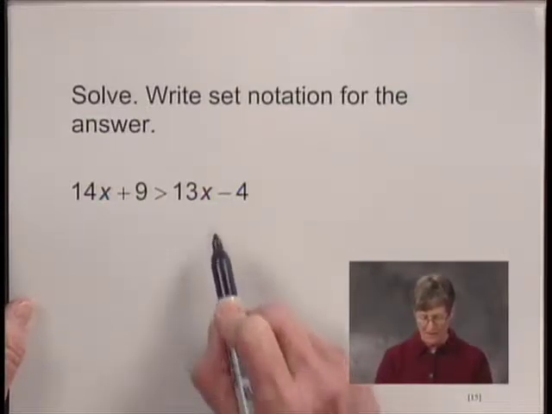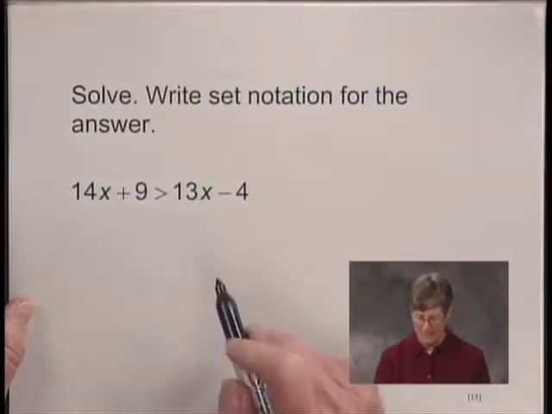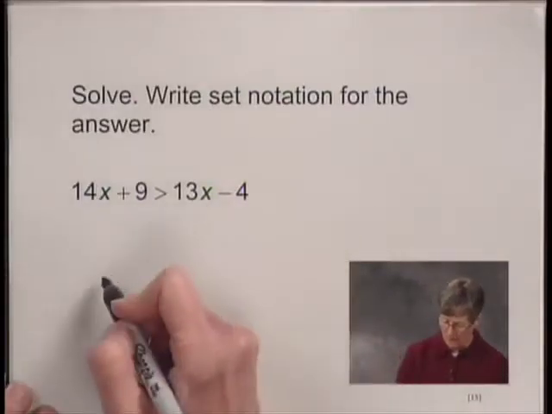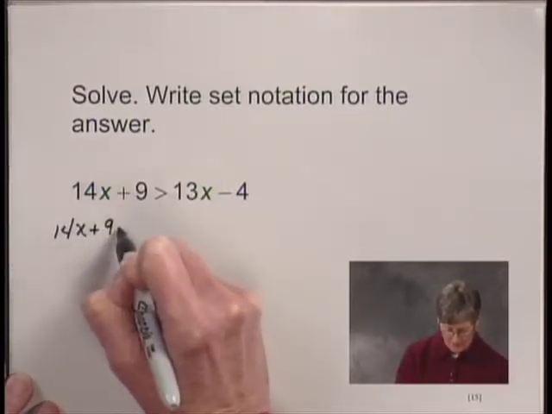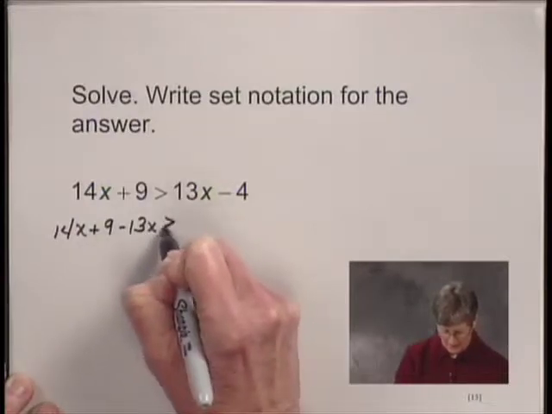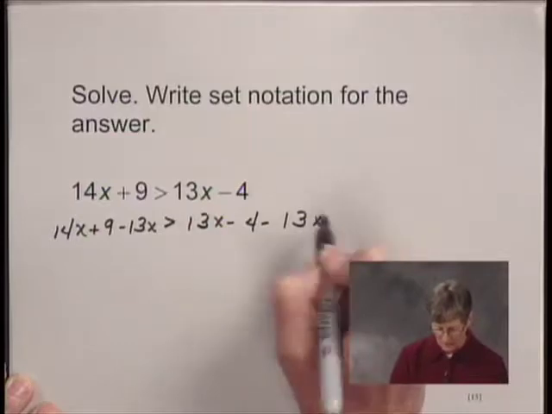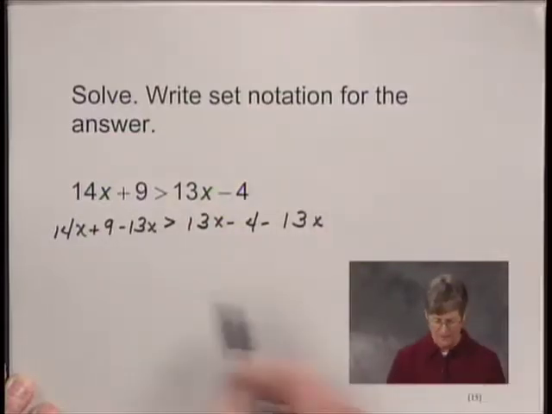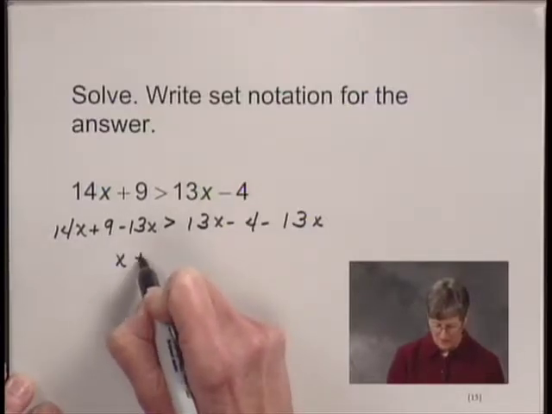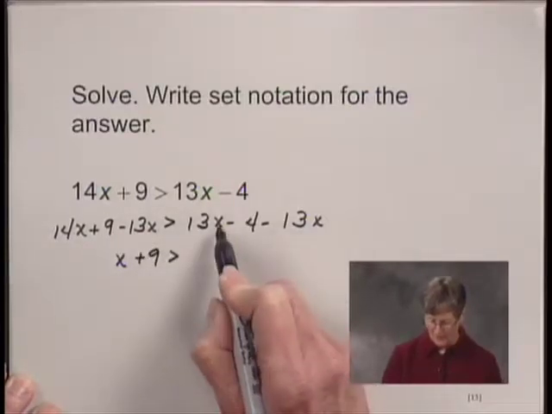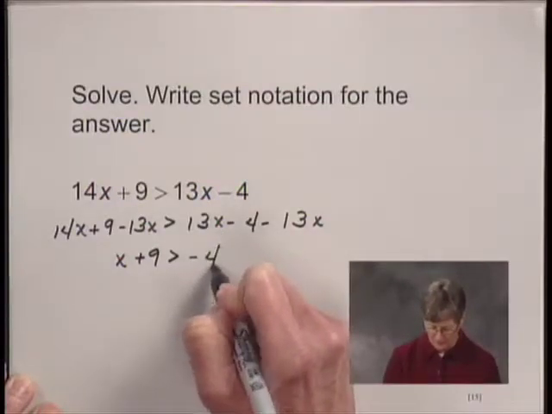And I'm going to start by subtracting 13x on both sides, because that will eliminate the x term on the right-hand side. And the addition principle for inequalities tells me I can do this. So I'll write 14x plus 9 minus 13x is greater than 13x minus 4 minus 13x, subtracting 13x on both sides. 14x minus 13x is just x, so I have x plus 9 on the left. And on the right, 13x minus 13x is 0, so I have 0 minus 4, or just negative 4.